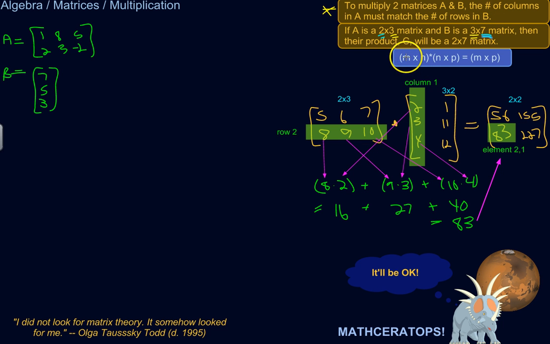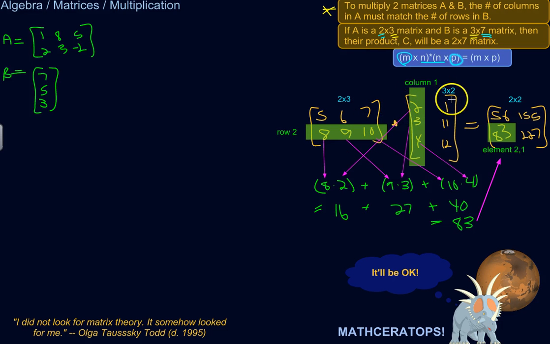So if you have a matrix that's m by n multiplying a matrix that's n by p, the columns of the first match the rows of the second, and your new dimensions will be m by p. Okay, here's my little model. This matrix is a 2 by 3 matrix. It's got 2 rows and 3 columns.